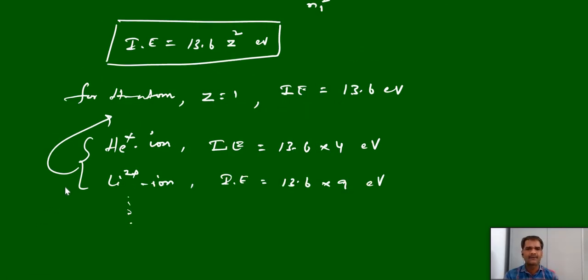So here, apart from this ionization energy, we will use one more terminology, that is ionization potential. Sometimes instead of ionization energy, we may use ionization potential.